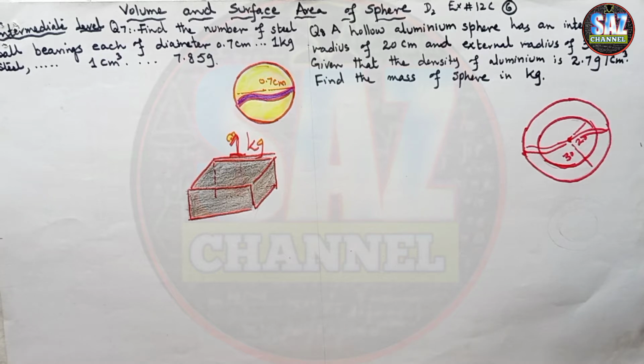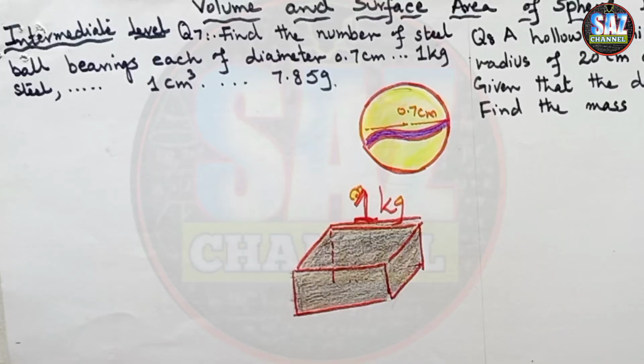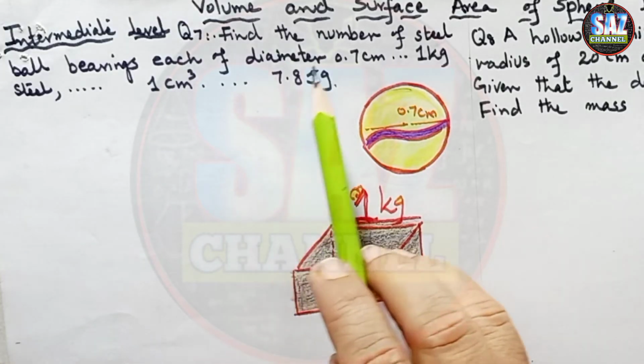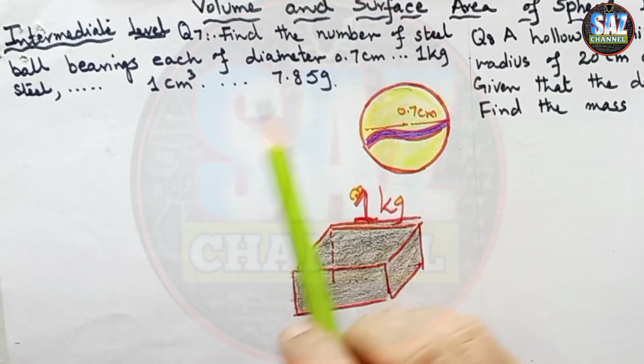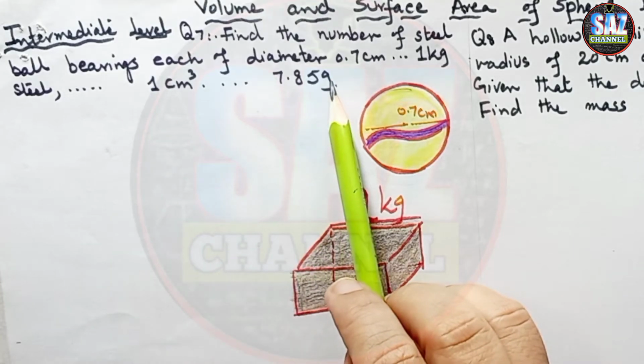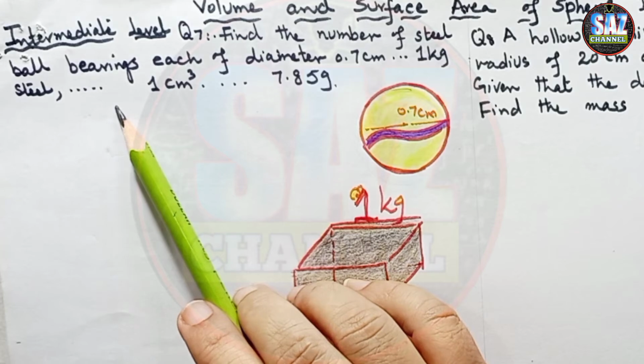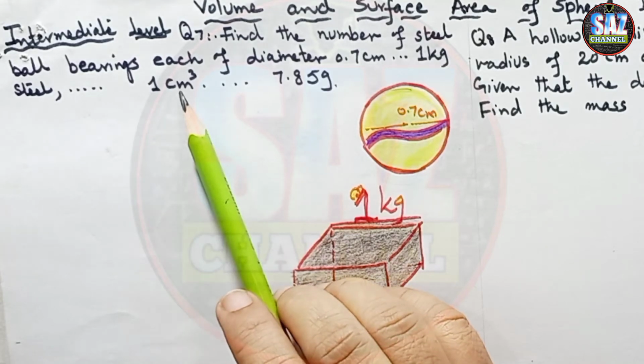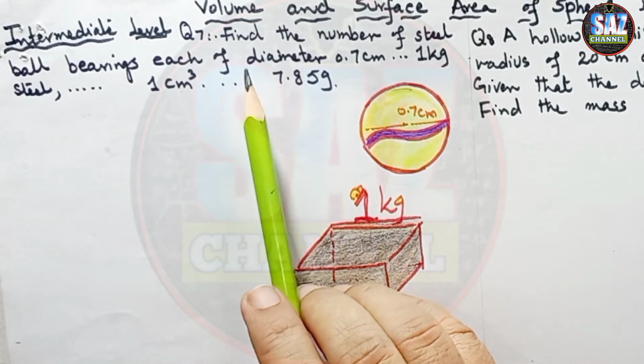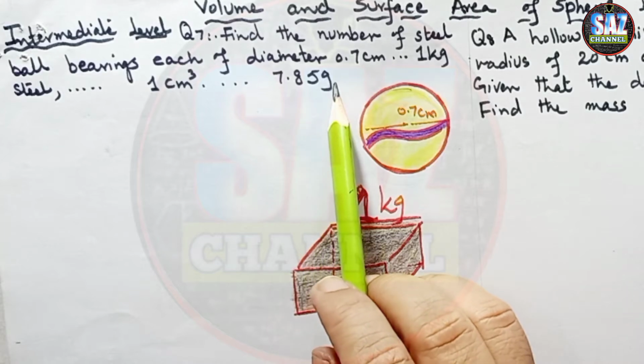So let's move to intermediate level question number 7, and let me read the question from the book. Question 7 says, find the number of steel ball bearings, each of diameter 0.7 centimeter, which can be made from 1 kg of steel, given that 1 centimeter cube of steel has the mass of 7.85 grams.